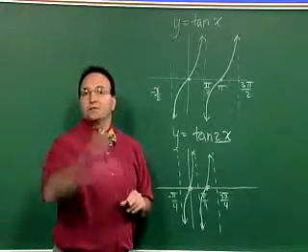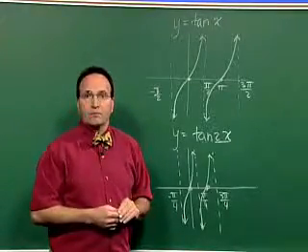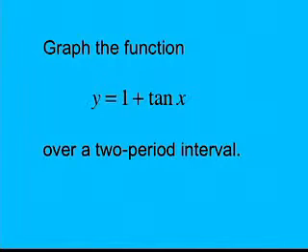Well, now it's time for you to try a problem. Remember that in a previous section we looked at translating basic graphs vertically. I would like you to do the following problem, which involves a vertical translation of the basic graph y equals tangent x. Graph the function y equals 1 plus tan x over a 2-period interval. Pause the video while you work on this problem, and when you are finished, restart the video to check your solution.